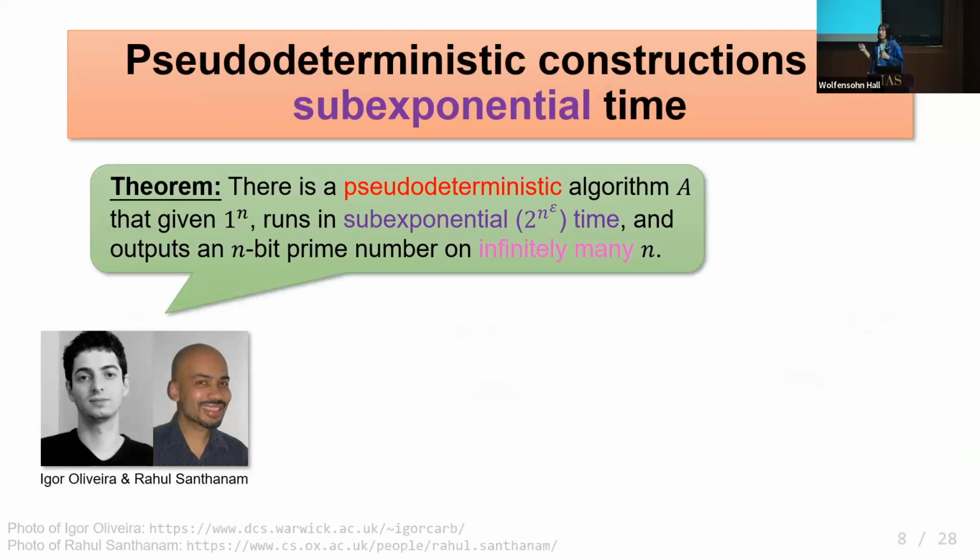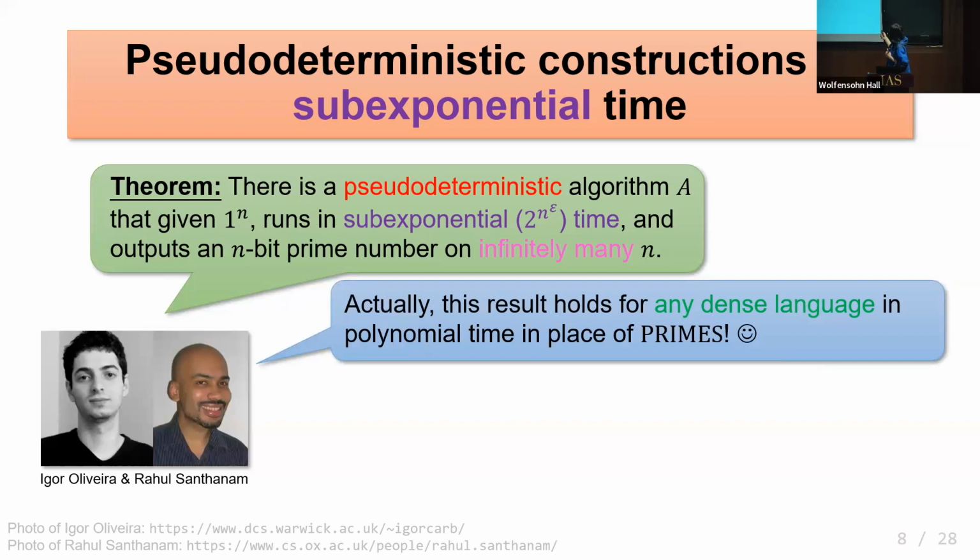The result of Igor and Rahul was about this notion of pseudo-deterministic algorithms. They showed a pseudo-deterministic algorithm A that, given the length n of the prime you want to construct, runs in sub-exponential time and constructs an n-bit prime, but their algorithm only works for infinitely many n. We'll see soon how this algorithm operates.